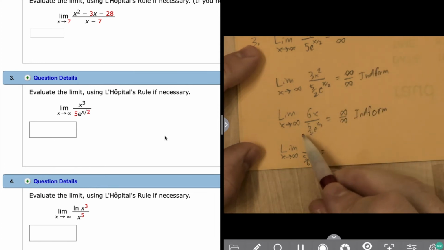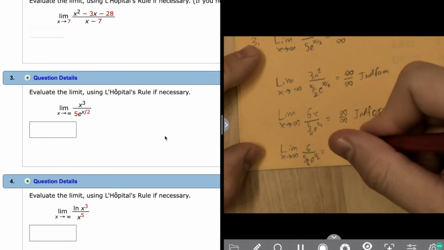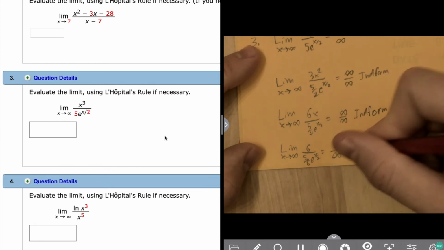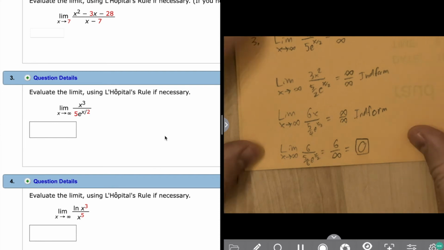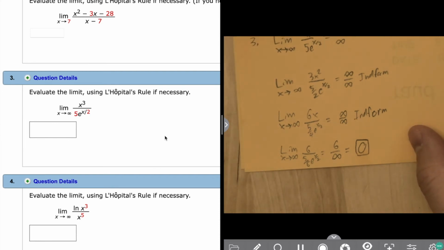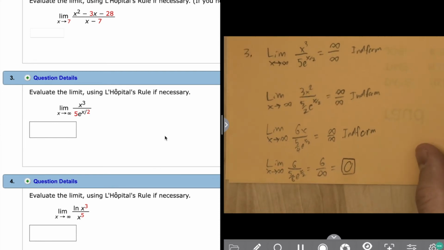And finally, this is not infinity over infinity. This is 6 over infinity. And that is not indeterminate form. That is 0. And we actually kind of investigated this a little bit earlier. We said this earlier, way long ago, with infinite limits.